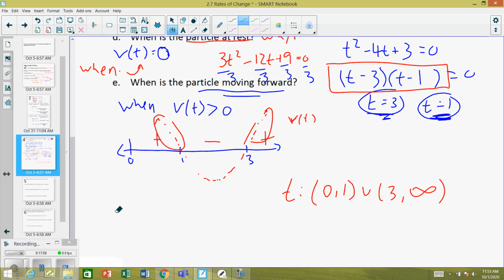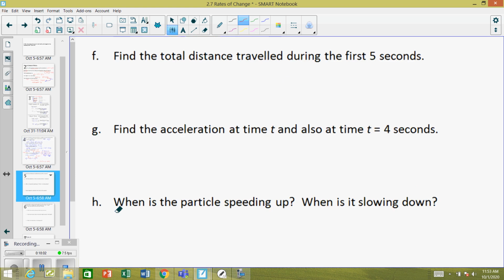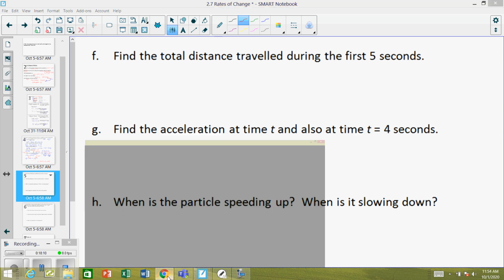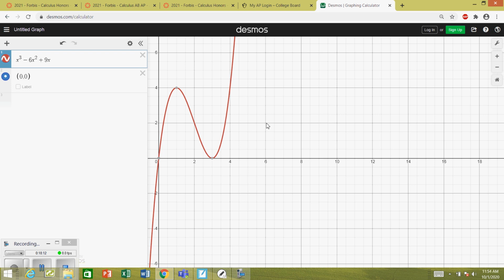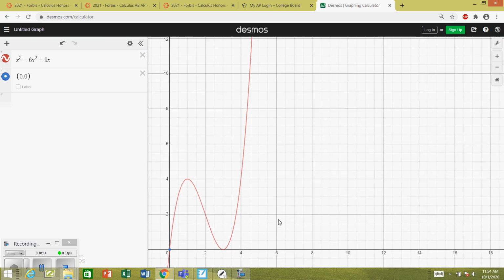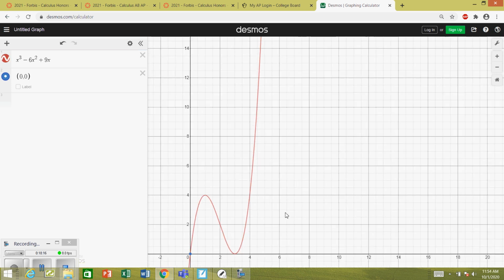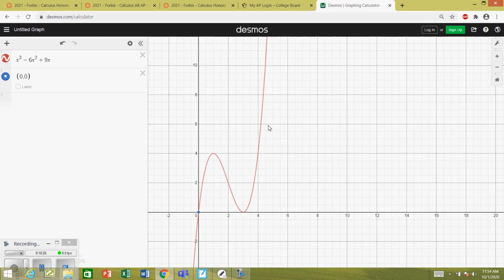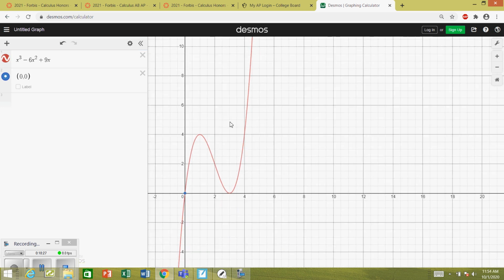Okie dokie. Let's keep going. Find the total distance traveled during the first 5 seconds. Okay. Let's talk about this. Now, let's look at the graph. The first 5 seconds. Let's pull up 5 real quick. Where's the point 5 at? Man, 5's all the way up there. I don't want to zoom out too much, but 5's off the charts.